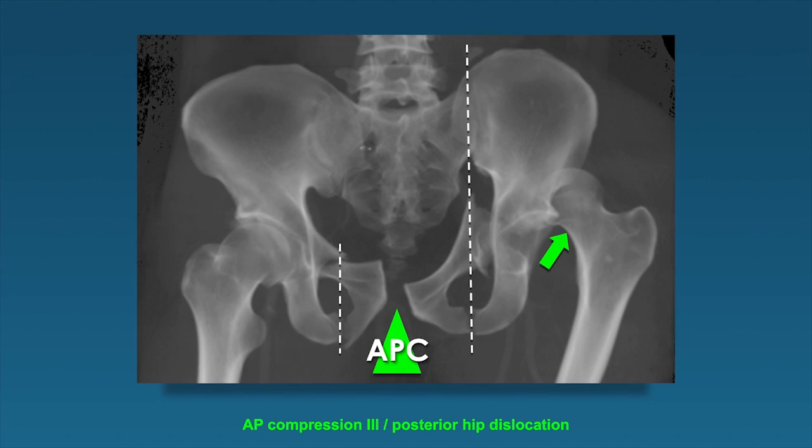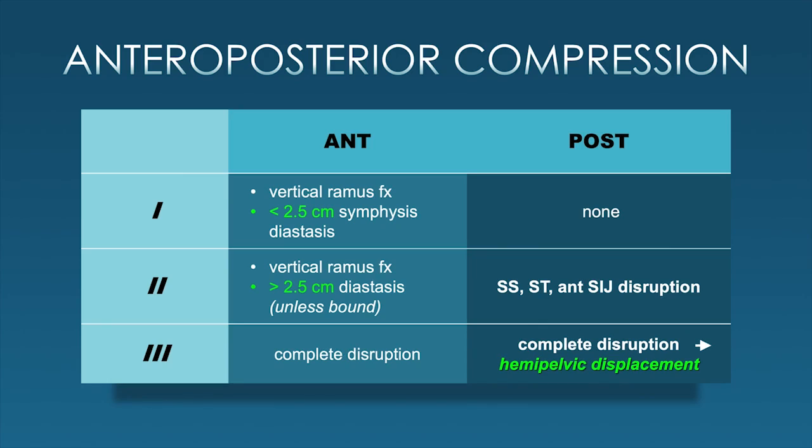So in review with these injuries, the type 1 is limited to the anterior pelvis only, so we have a stable situation. Adding to that, we involve the pelvic floor ligaments and anterior SI joint disruption for the type 2 injury. With the type 3, we have complete disruption, so we add on to this one the posterior SI joint and the hemipelvic displacement.